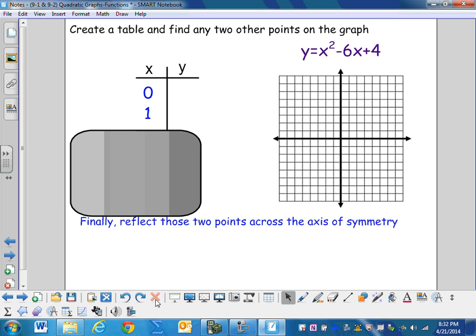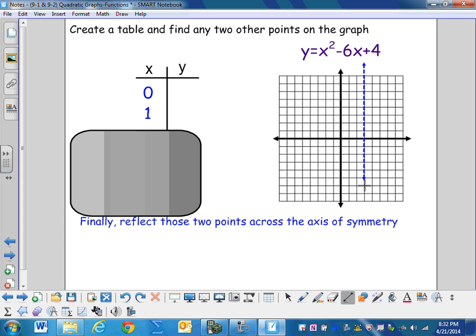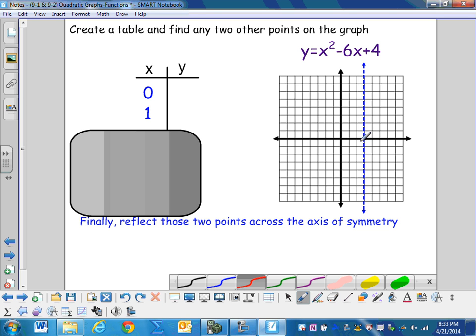Now we're going to create a table and find any 2 other points on the graph. So our axis of symmetry is at 3, and our vertex is (3, -5). Now I'm going to calculate 2 points on the graph.